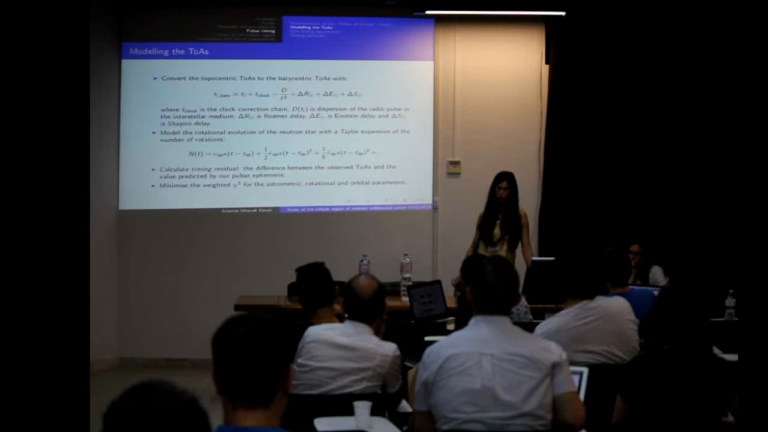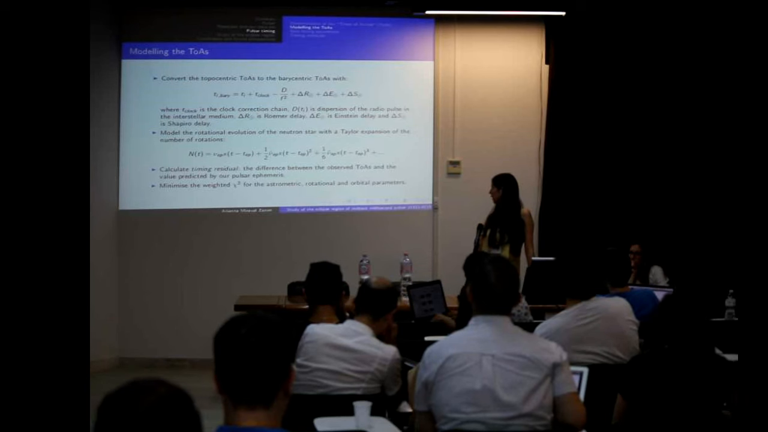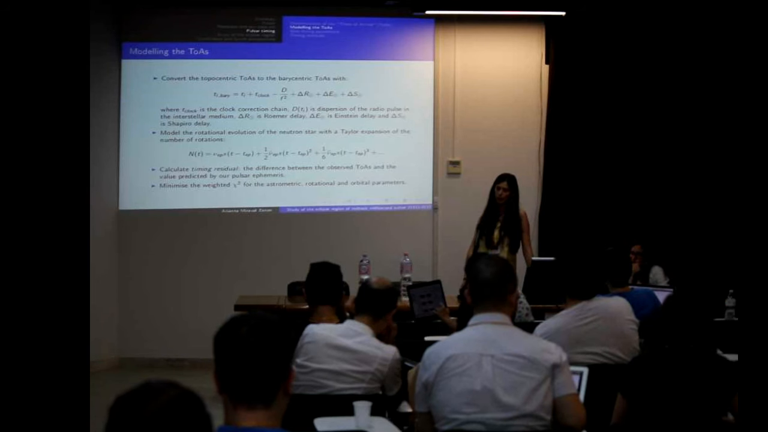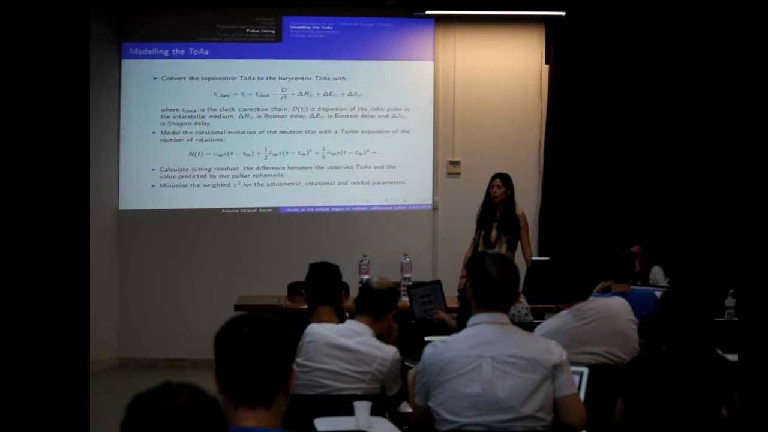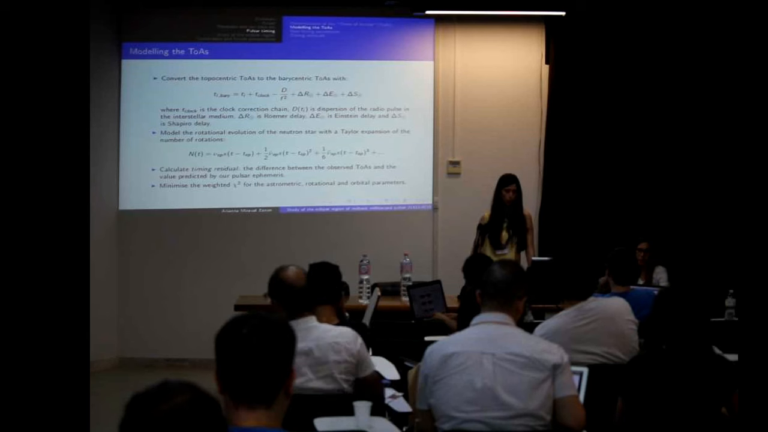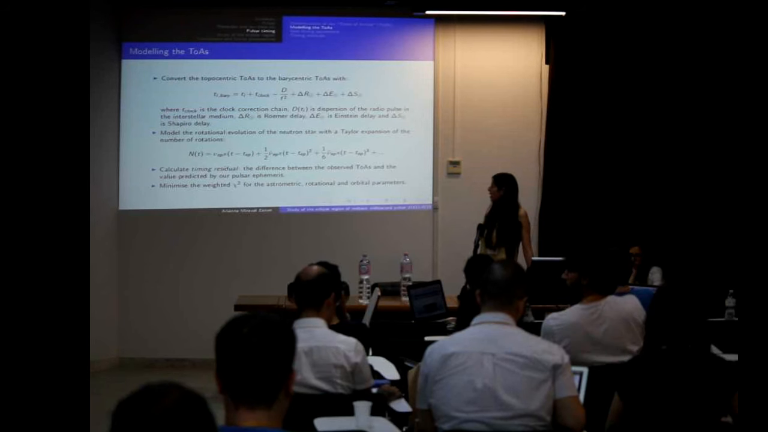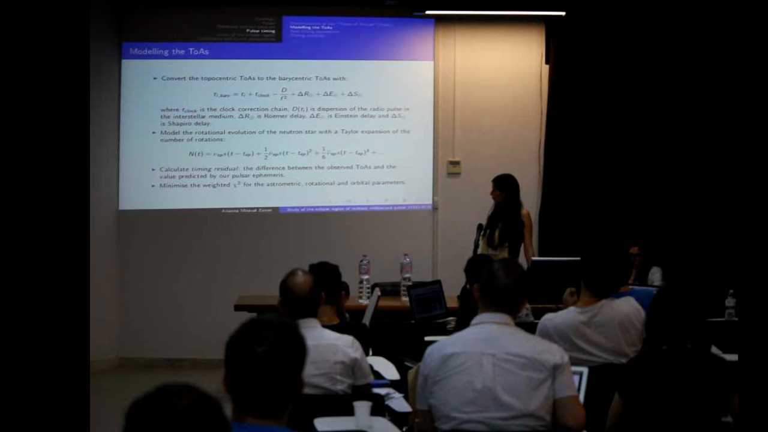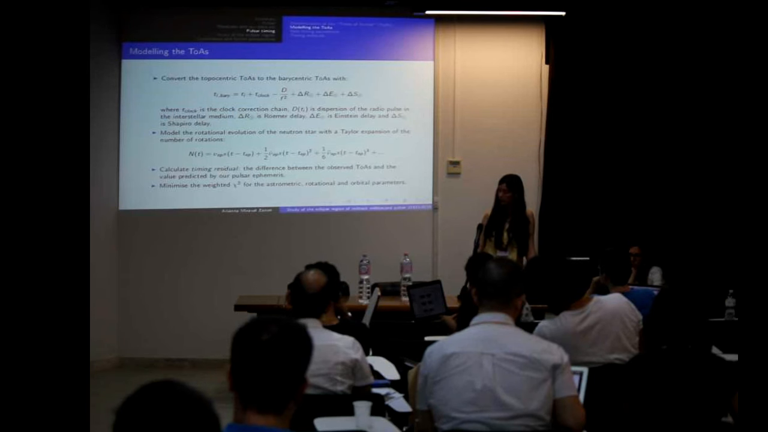The next step is to convert the topocentric time of arrival to the barycentric one using this formula, which takes into account some corrections, like the clock correction chain, the dispersion of the radio pulse in the interstellar medium, and the Roemer, Einstein, and Shapiro delays. Our aim is to count all the pulses arrived from a reference epoch and to predict the time of arrival of all the next pulses. So we model the rotational evolution of the neutron star with a Taylor expansion of the number of rotations. Here n is the number of rotations from a reference epoch. We have the spin frequency, and the first and second derivatives of the spin frequency. With this model, we calculate the timing residuals.